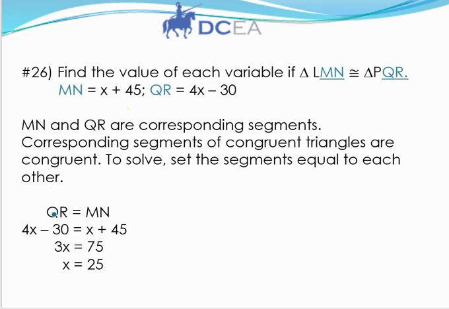And we perform our algebra miracles. 4x minus 30 equals x plus 45. If you start in the other direction, it'll still work. You'll just have an extra step to get rid of your negative. 3x equals 75. X equals 25.